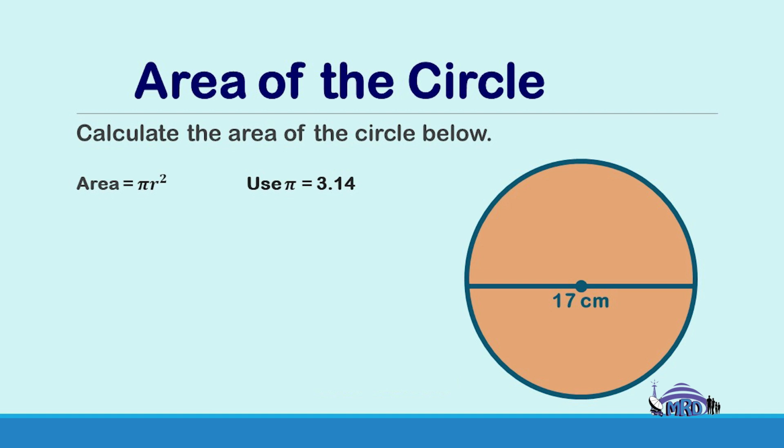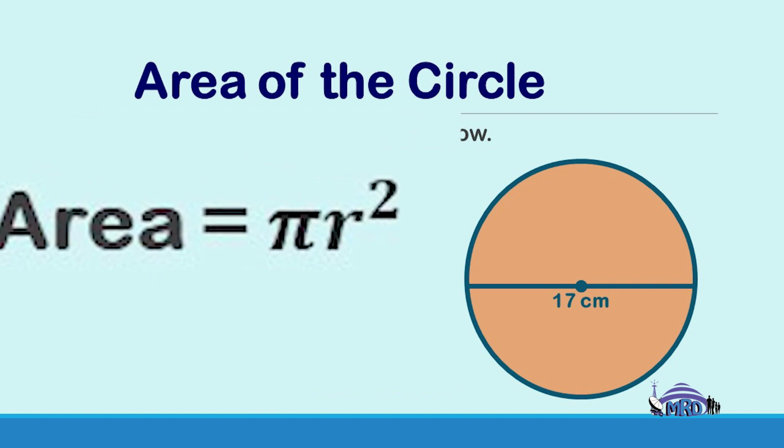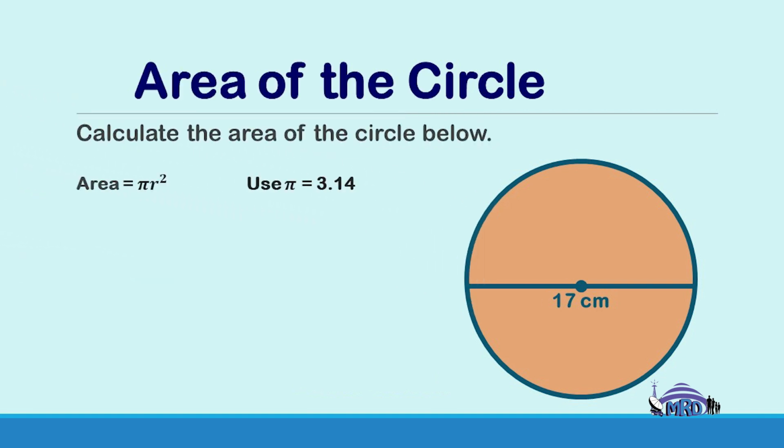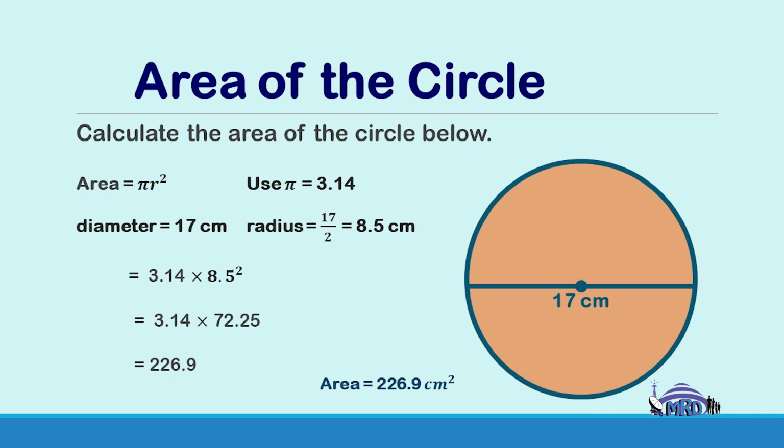So to calculate the area of the circle with 17 centimeters as our diameter, first we need to find the radius. Remember, the area of the circle is equal to pi r squared. To find the radius for our circle, we first have to divide the diameter of 17 centimeters by 2, giving us a radius of 8.5 centimeters. Now we know our radius is 8.5 centimeters. We can insert that into our formula. So area is equal to 3.14 multiplied by 8.5 squared, giving us an area of 226.9 centimeters squared.